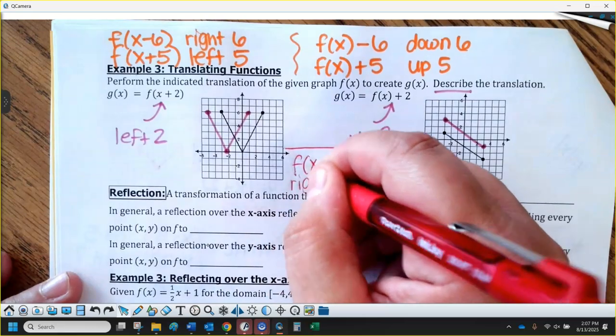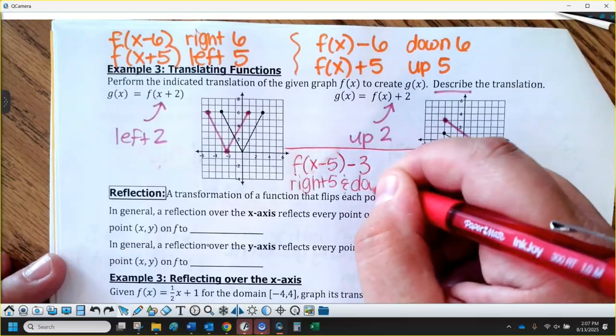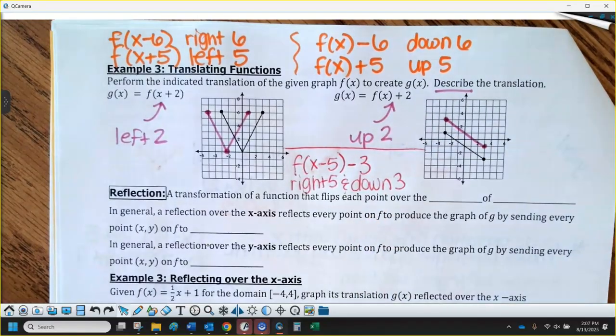So this would be like a 2 for 1. This would go right 5 and also down 3. So you could have 2 in the same spot. We would just take every point. You could go right 5 and then down 3, or you could go down 3 and then right 5. It would put you in the same spot. It doesn't matter the order that you do them in, but you could have a 2 for 1. There's one question like that on the homework. Is anybody having a question?